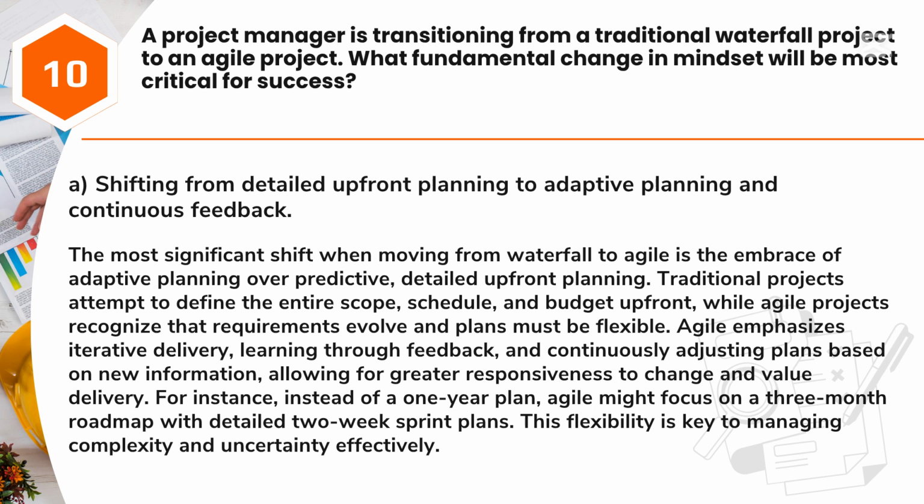Agile emphasizes iterative delivery, learning through feedback, and continuously adjusting plans based on new information, allowing for greater responsiveness to change and value delivery. For instance, instead of a one-year plan, Agile might focus on a 3-month roadmap with detailed 2-week sprint plans. This flexibility is key to managing complexity and uncertainty effectively.